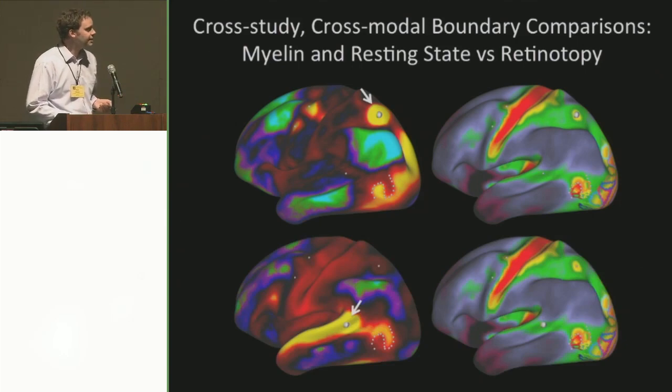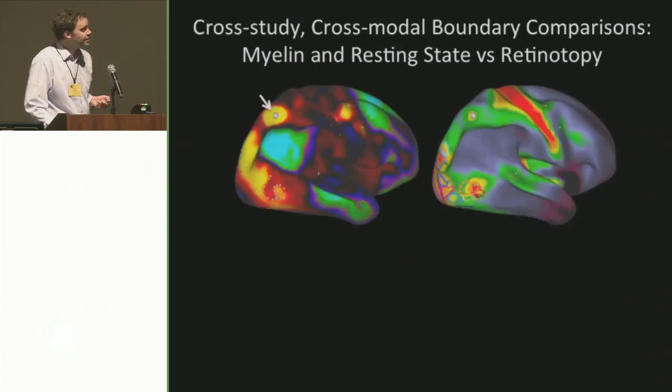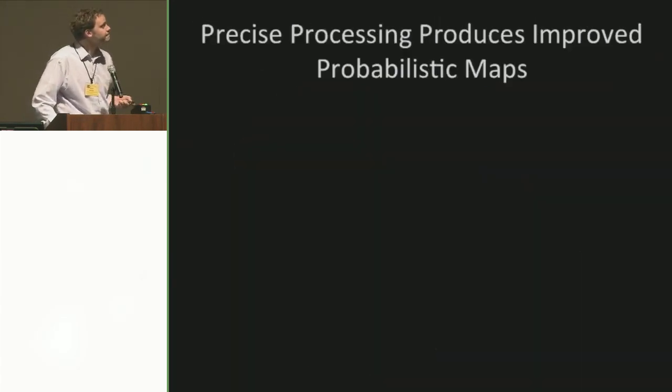However, if we put a seed in a different location, we see the opposite pattern. So what's really cool is this is one of those locations I showed you earlier that's pretty hard to align across subjects, but we've actually got this really nice agreement now between the boundary in functional connectivity and the boundary in the retinotopic areas. And we see that as well in the right hemisphere.